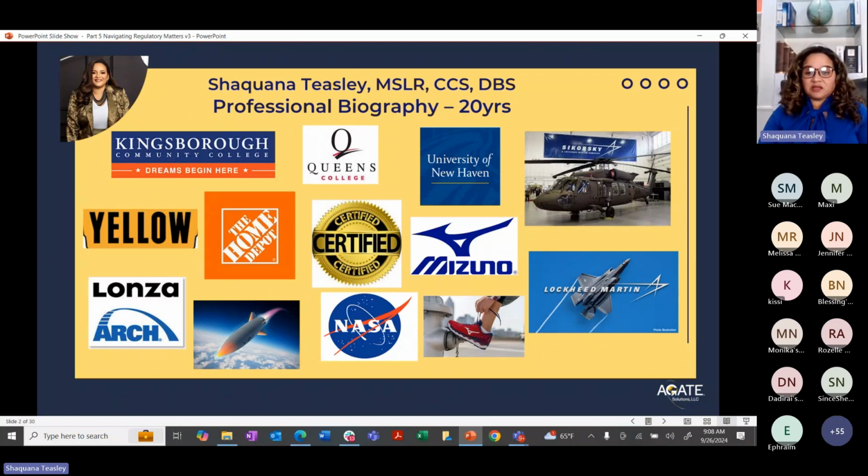That is the manufacturer of the Black Hawk helicopter, Coast Guard helicopters, the presidential helicopter. They were eventually acquired by Lockheed Martin, which is the largest defense contractor in the world. And in that role, I began to manage international trade globally for Department of Defense articles. Very exciting to learn Department of Defense articles as well.